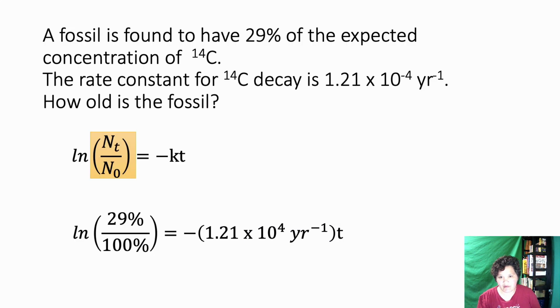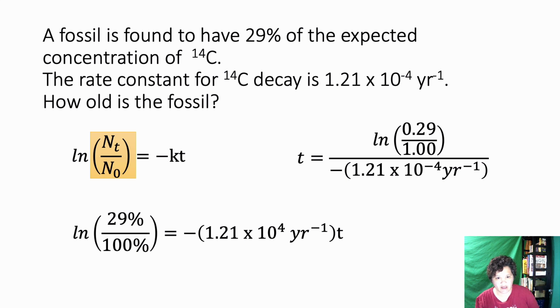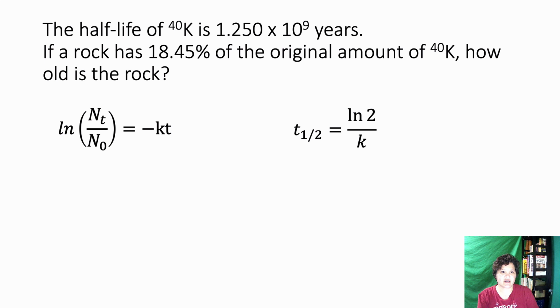Now, let's solve for the time. How long has this carbon-14 been decaying for? So I'm just going to rearrange that equation, and now we have something we can just plug into our calculator. And we get that the carbon-14 has been decaying for about 10,200 years. From a geologic standpoint, 10,200 years is very, very short. And it would be really nice if we could do this on a longer time scale. Let's look at something else we could use.